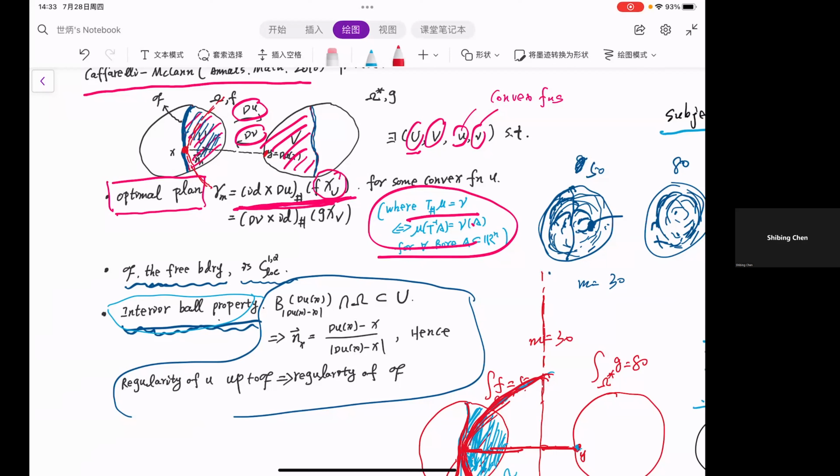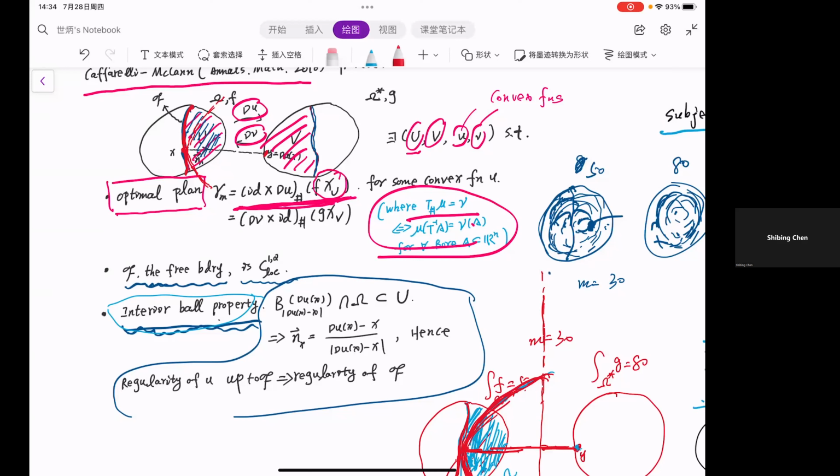This was proved by Caffarelli and McCann: they have already proved that the free boundary is semi-convex. Semi-convex means the free boundary is like Lipschitz, so almost everywhere it is differentiable. For example, if you are lucky at point x, the free boundary is differentiable. Then the unit normal is well defined, and the unit normal is nothing but the direction connecting x and y. So we have a very nice formula.